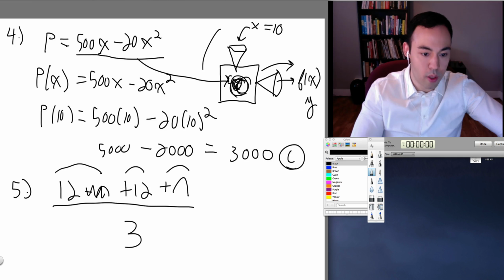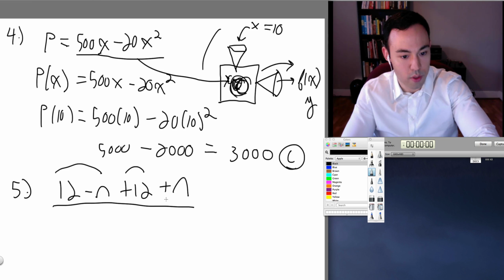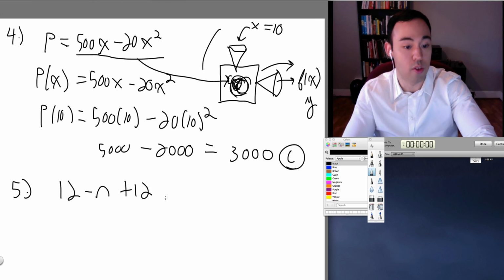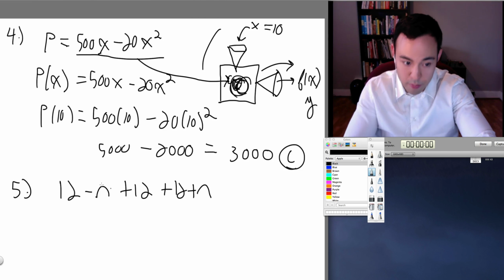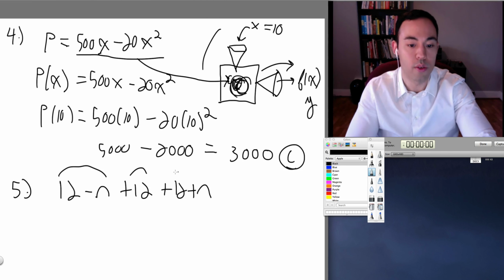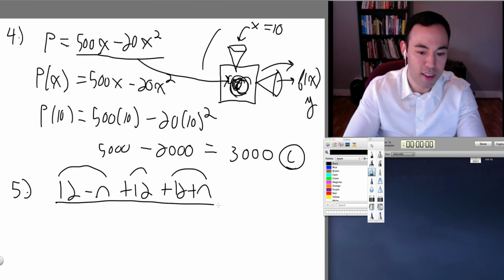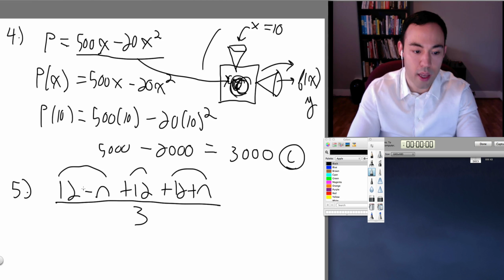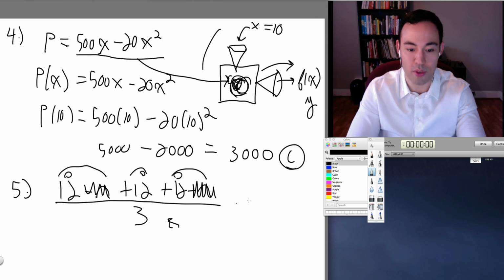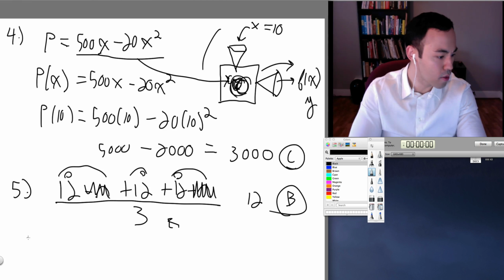Oops, I wrote the problem a little bit incorrectly. So it's 12 minus n plus 12 plus 12 plus n, and there are 1, 2, 3 terms. We're going to divide by 3, and you'll notice now that the n's cancel out, and there are 3 12s left, and you're dividing by 3, so the answer is just 12, and that's B. Let's look at number 6.